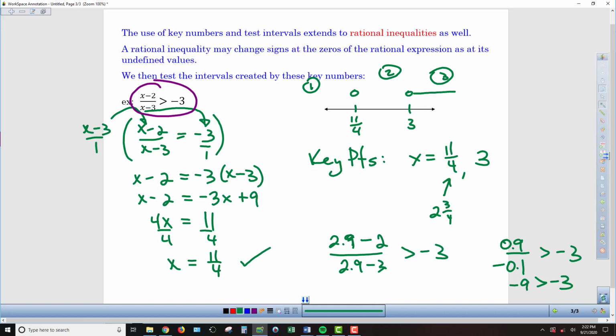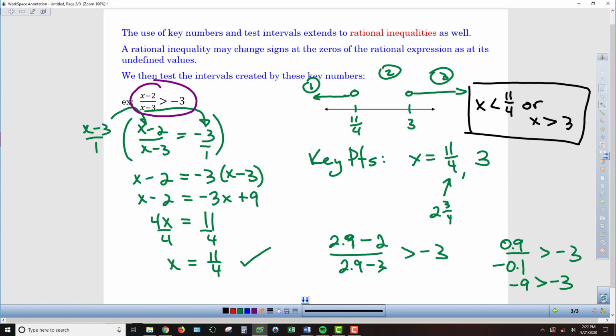And so I'm going to extend my graph in both directions from those boundary points, and then I just need to write my algebraic inequality. And so this one's going to show up as an OR problem. X is less than 11 fourths, or x is greater than 3. And so we have our solution to our rational inequality.